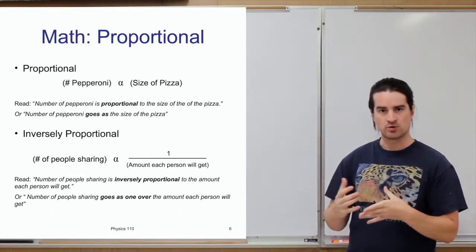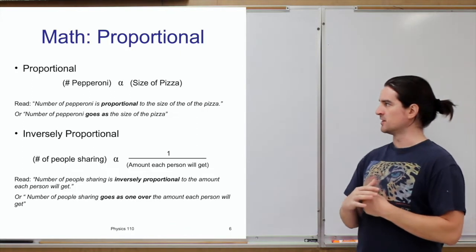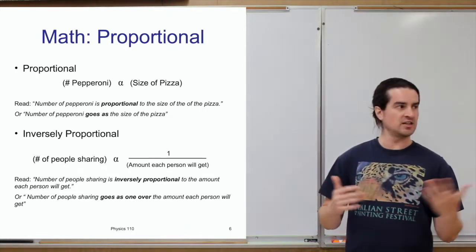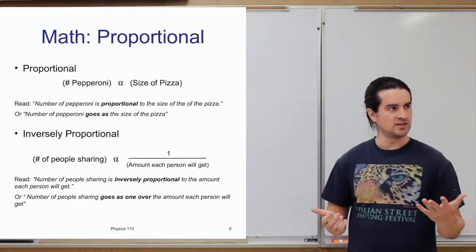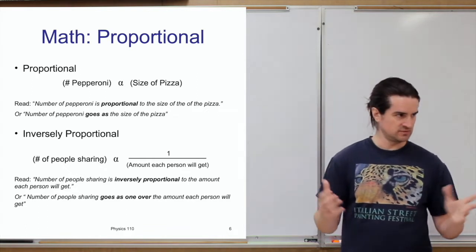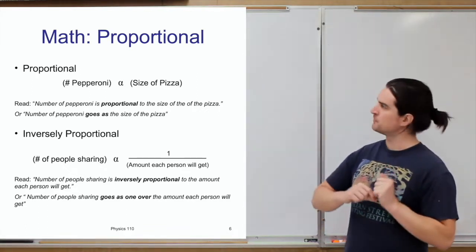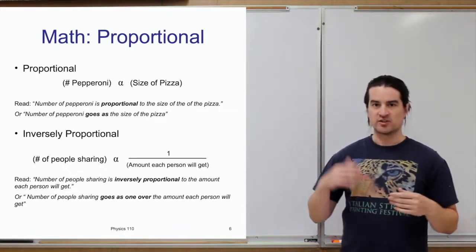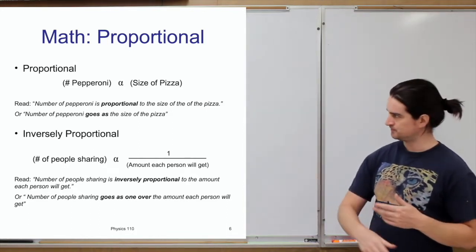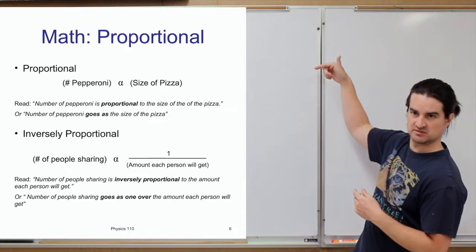The idea is more important than the way it's written. But oftentimes in science and in many other fields, people like to compact things, write them simply, with acronyms, symbols, all kinds of stuff like that, right? So if I want to write that the number of pepperoni on a pizza is proportional to the size of the pizza, I can write it like this, right?